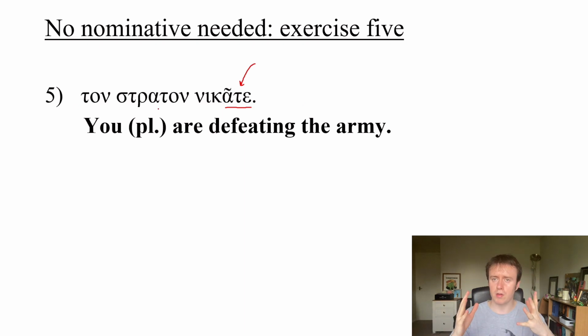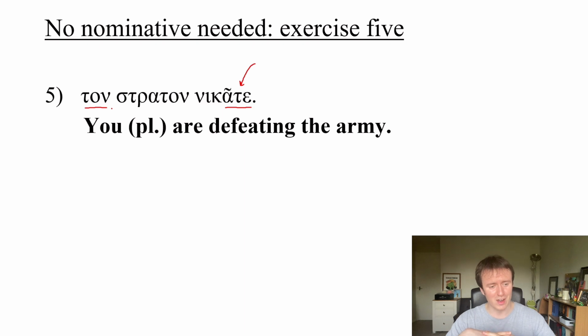We know that a stratos is an army, but here it was preceded by ton, and ton is masculine accusative singular. So we know that there's just one army and that the army is the object. So this sentence says you plural defeat or are defeating the army. I would say defeating sounds more natural than conquering in this context, because conquering is more about land, I think. But anyway, that finishes the lesson for today.